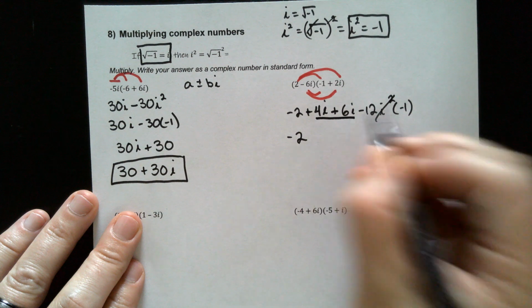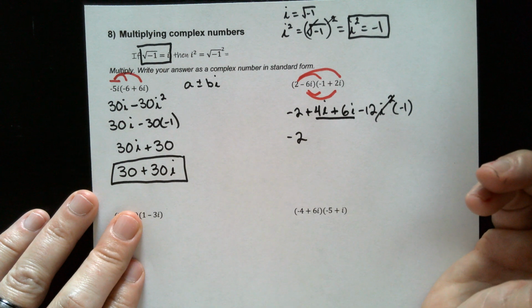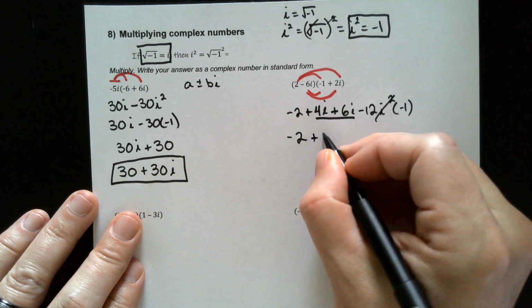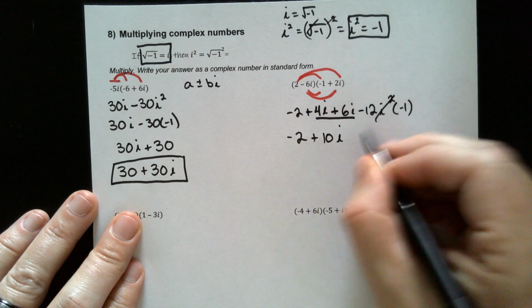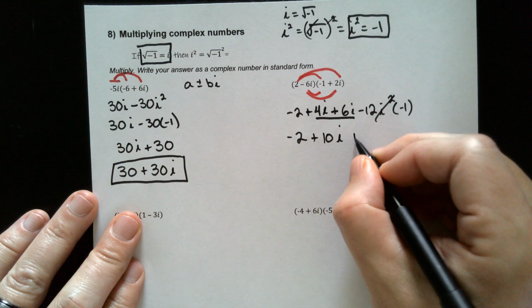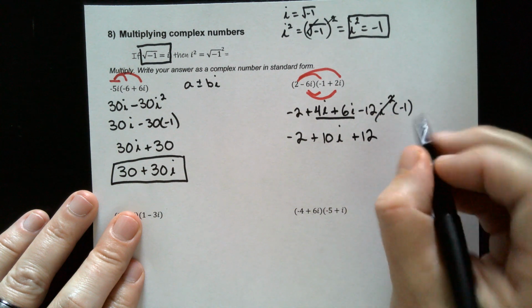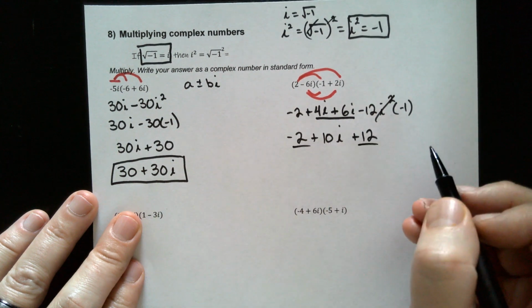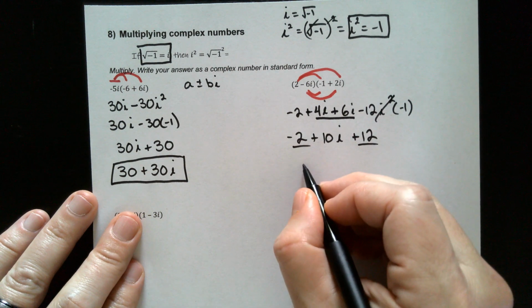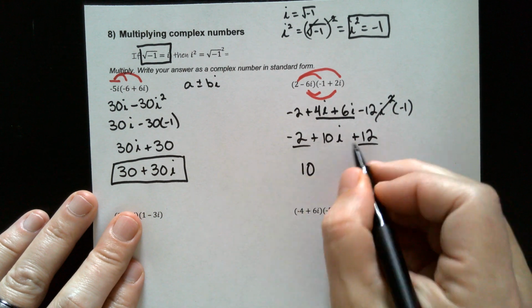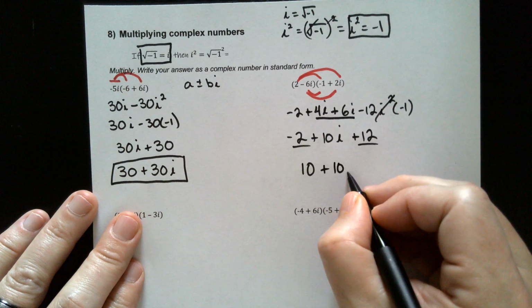Okay, so in our next step, we can write negative 2. Let's combine these two terms. They're like terms, right? 4i plus 6i is 10i. And then negative 12 times negative 1 is positive 12. Now we have two more like terms. 12 minus 2 is 10. And remember, the one without the i goes first. So 10 and then plus 10i.